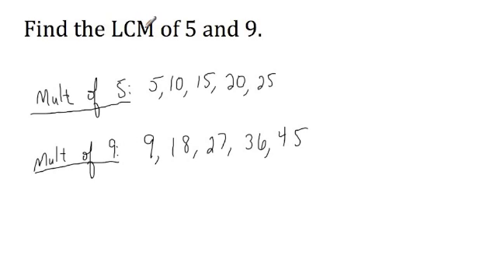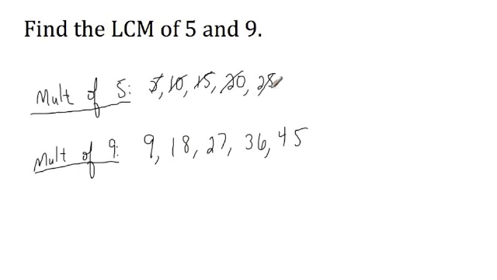We've listed multiples of 5 and multiples of 9. Now let's see if there are any multiples that are in common on both lists. 5 is not a multiple of 9. 10 is not. 15 is not. 20 is not. And 25 is not on this list either. We have no common multiples yet, which means that we have to keep going.